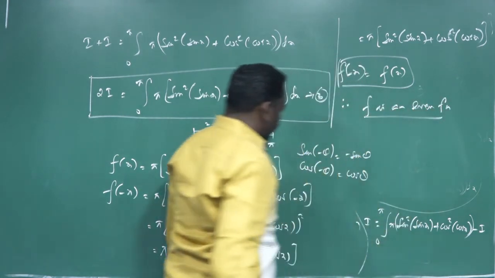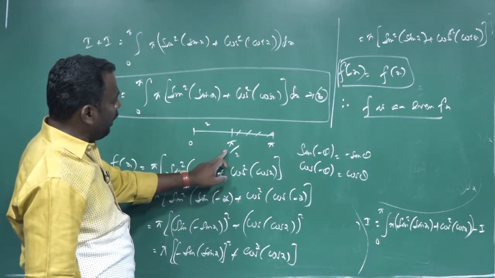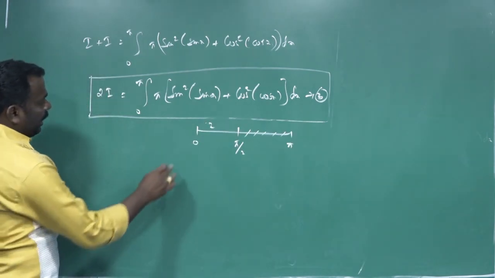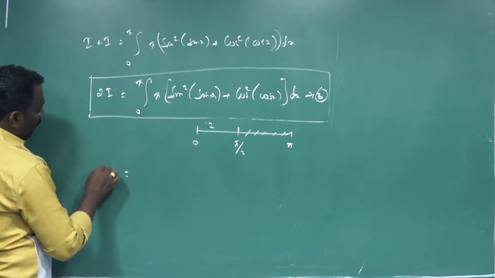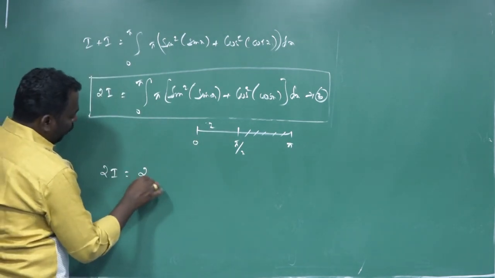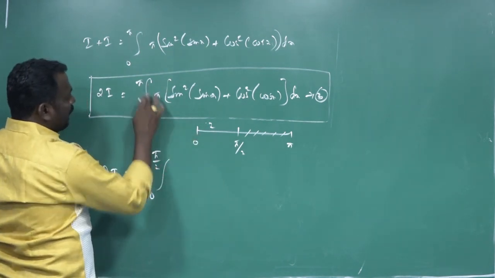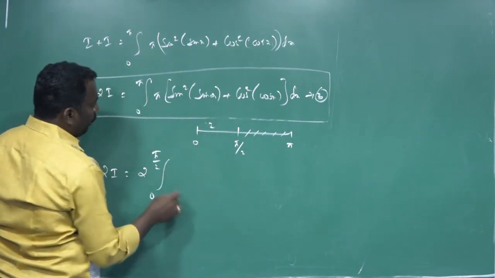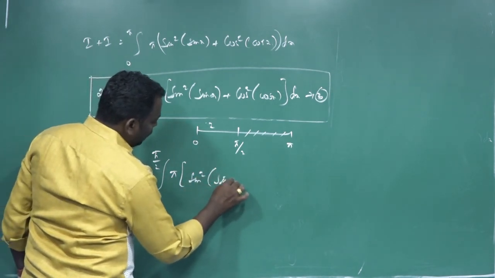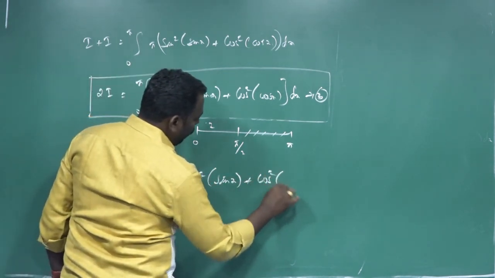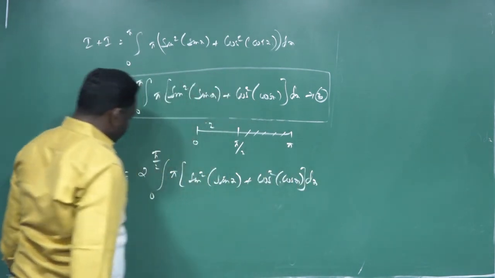If it is an even function, the total integral 0 to pi we can reduce to 2 times the integral 0 to pi by 2. Therefore, reducing the interval, 0 to pi becomes 2 times 0 to pi by 2. That is equal to 2 times the integral 0 to pi by 2 of the function, pi into within the bracket of sin square of sin x plus cos square of cos x into dx, as it is.